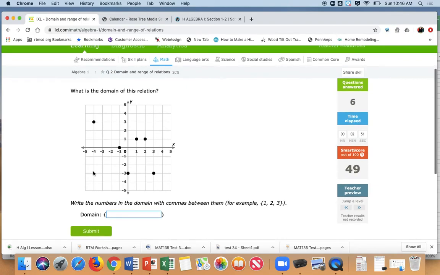All right, so what is the domain? This is the last one I'm going to do of this, unless I get a range one. Okay, so domain's asking me just what are these numbers? So it's going to be negative 4. That one's negative 1. Okay, this one's 0. This one's 1. This one's 2. And this one's 3. Okay.